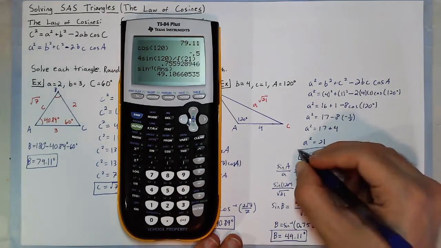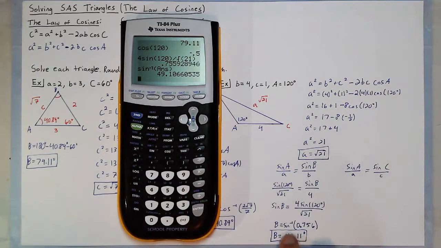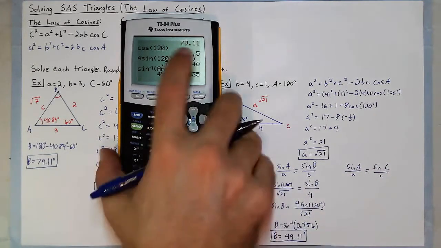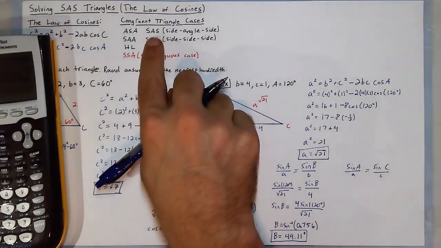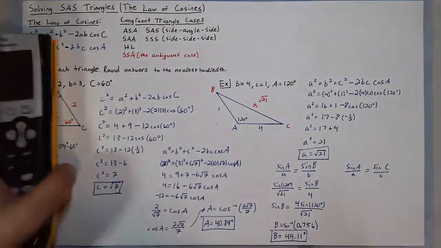We talked about in a previous lesson that there could be an ambiguous case whenever you take the sine inverse, but since this is one of those cases that gives me a unique triangle no matter what, I don't need to check for that additional triangle.